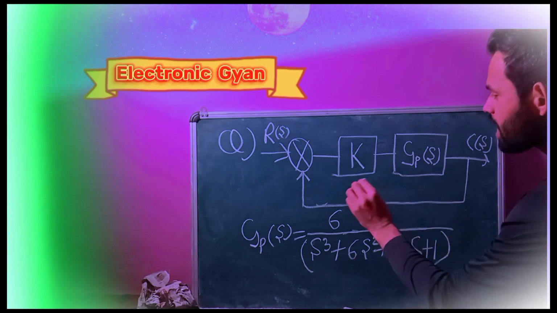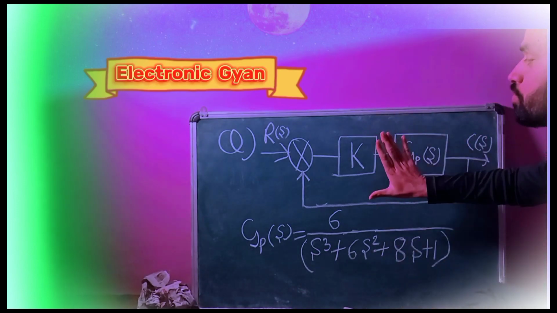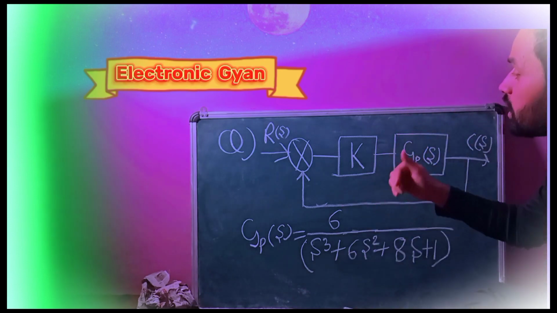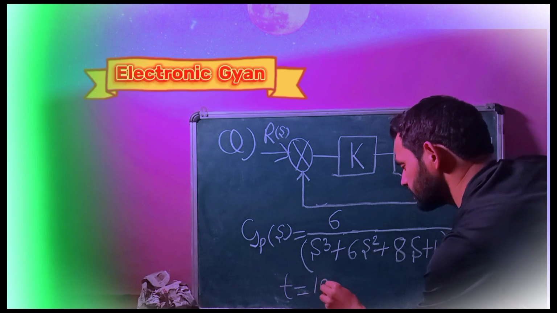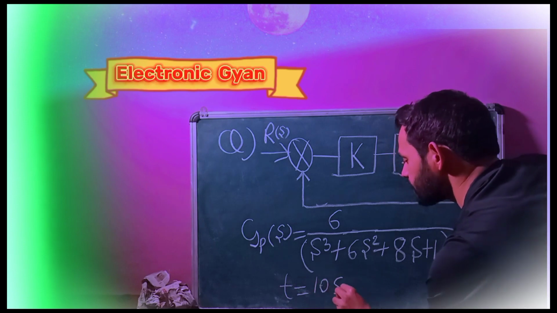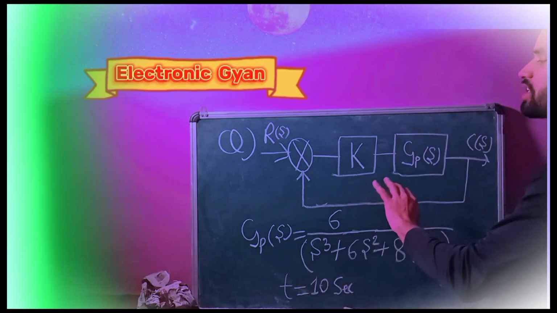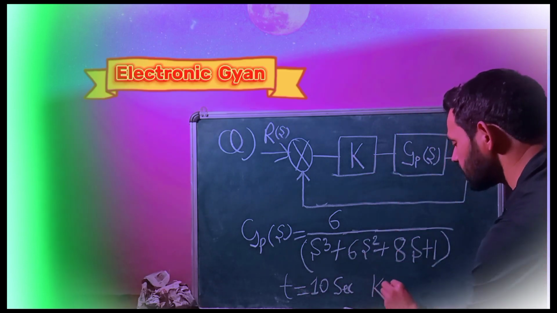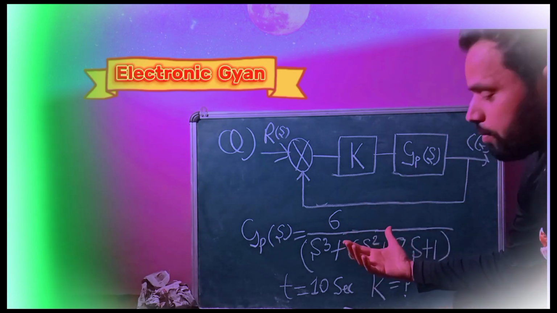Also it is given that this system will settle down at time t equal to 10 seconds. At time t equal to 10 seconds, this system will get settled down. Then what is the value of system gain K? So this is the problem.